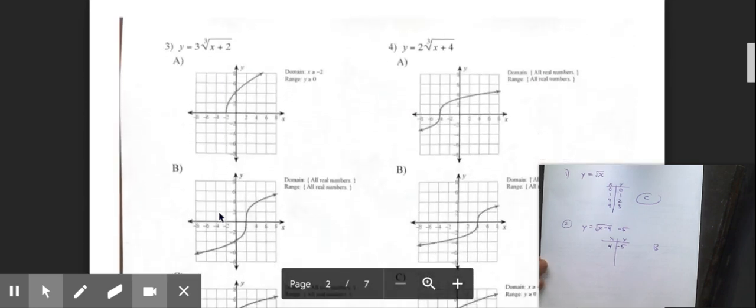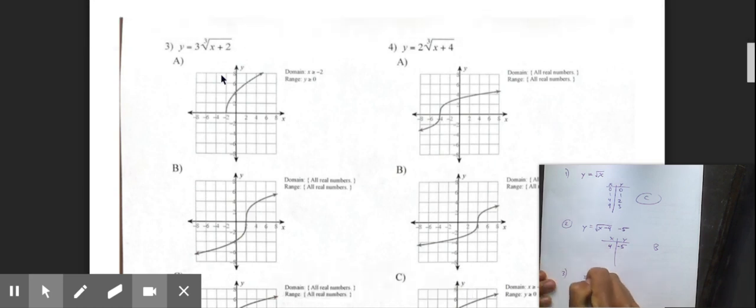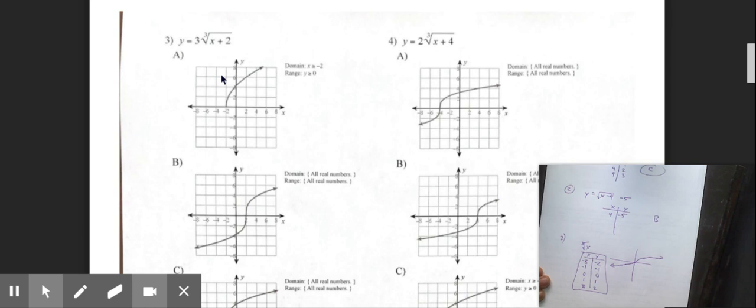Number three is not a square root function anymore. It is a cube root function. So just as a reminder, when you have a cube root function, the domain and range are both all real numbers because you can take a cube root of positive numbers and you can take a cube root of negative numbers as well. So here is the parent table for a cube root function. It looks something like this. Domain, all real numbers. Range, all real numbers.